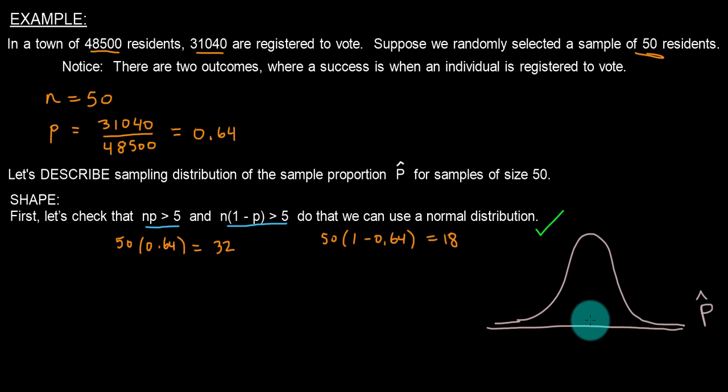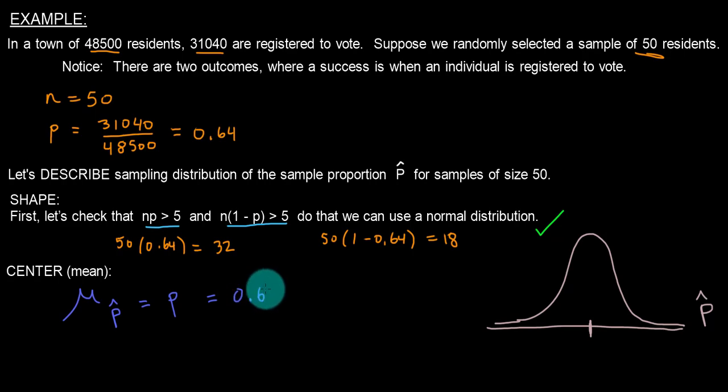Now that we have a normal distribution, it's reasonable to ask, where is the center of that distribution? In the previous video, we said that the mean of these p hats, the mean of the sample proportions, would be just the population proportion. But that value is given up here. So I can write 0.64 as the mean of this distribution, and I will also put that over here.